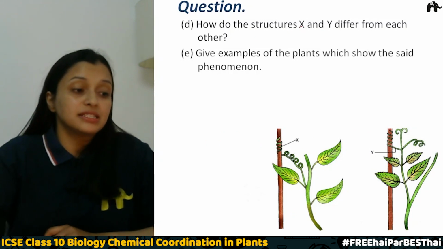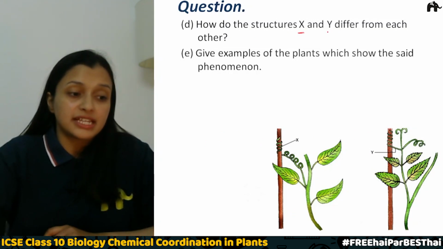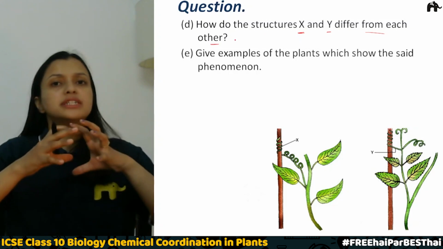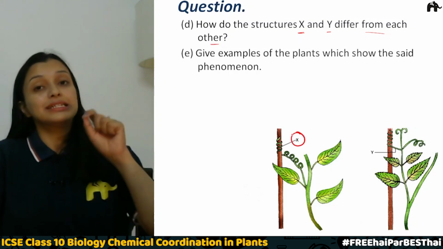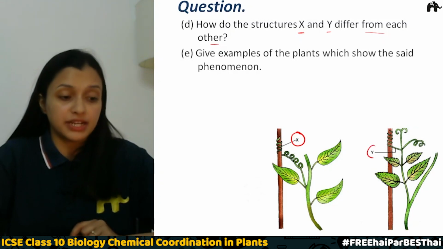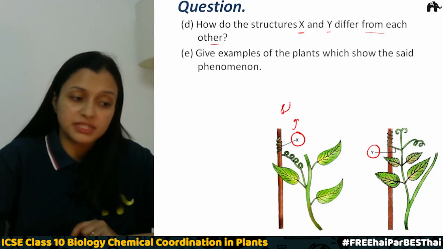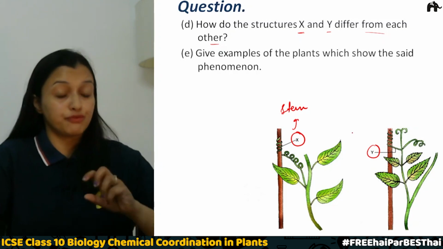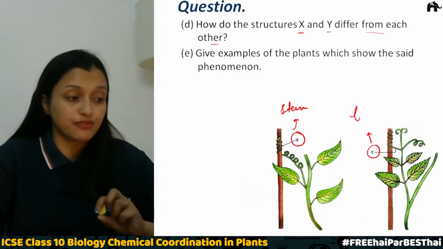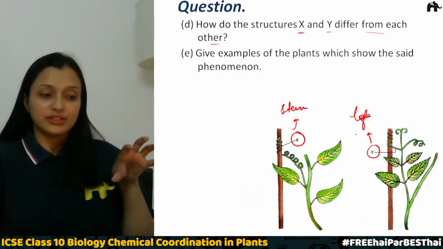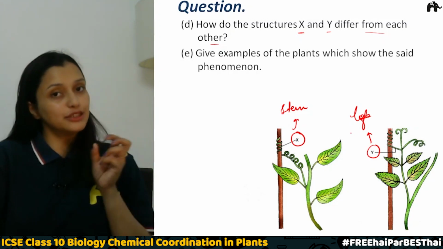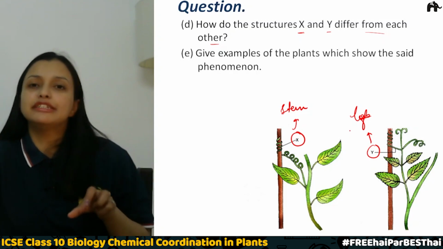Now D part. D part says how do structures X and Y differ from each other? This is a stem tendril and this is a leaf tendril. So it arises from the stem, right? And this arises from the leaf, L-E-A-F, sorry, right? So these are the differences between a stem tendril and a leaf tendril.